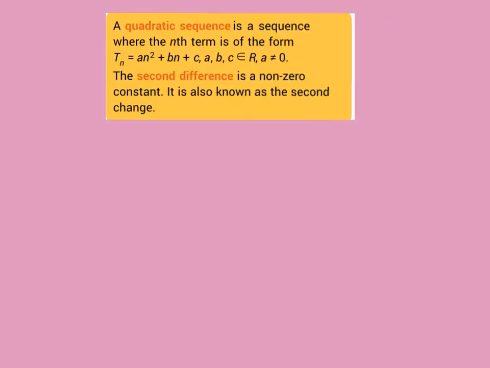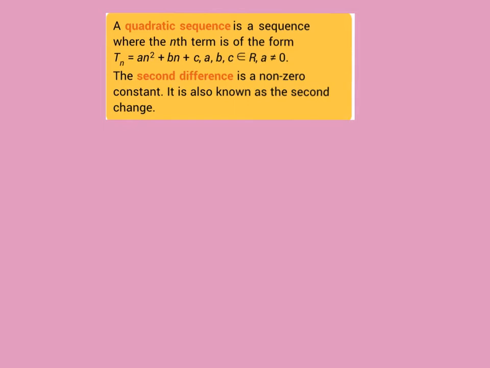The second type of sequence that is very common in the exam is what's called a quadratic sequence. And you would have seen this before when we looked at quadratic equations in algebra. So the layout is very, very similar. A quadratic sequence is a sequence where the nth term is of the form Tn equals an squared plus bn plus c, where a, b and c are elements of the real numbers and a cannot equal 0.